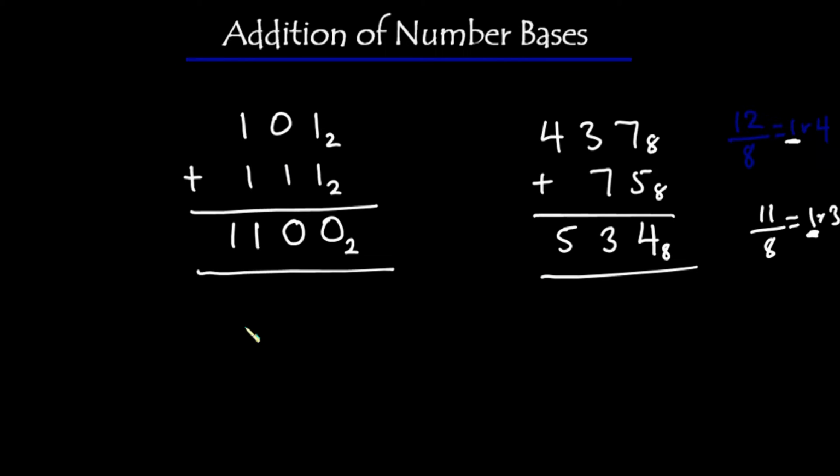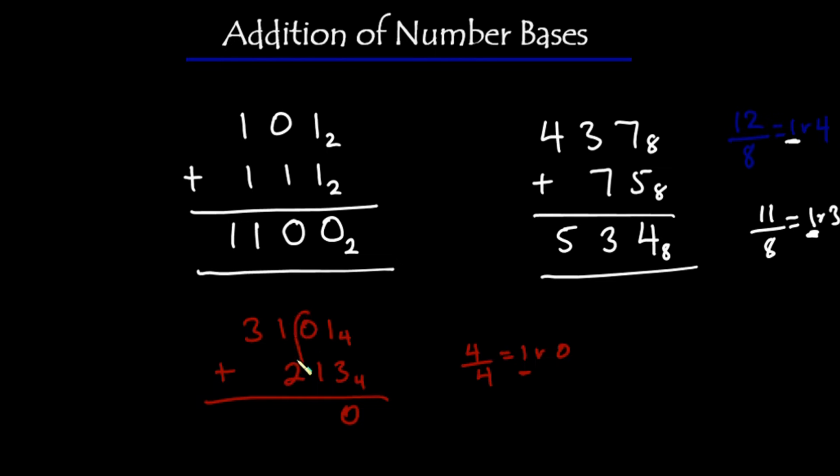Did you get it? In our next example, we have 3101 in base 4 plus 213 in base 4. So how do we add these number bases? 1 plus 3 is 4, so we will divide the 4 by the base, which is 4. Then we are getting 1 remainder 0. So we will write the 0 here and then keep this 1.